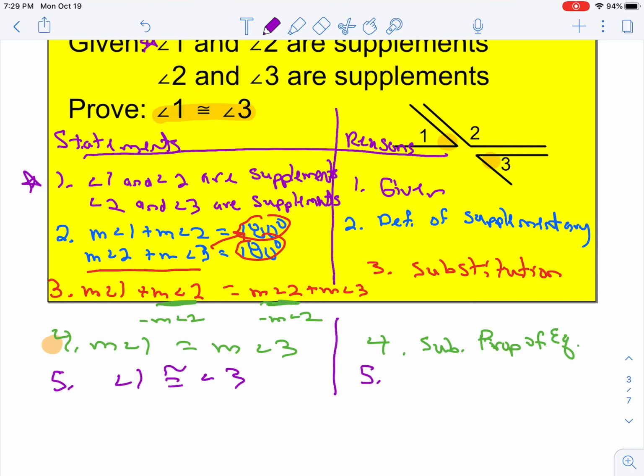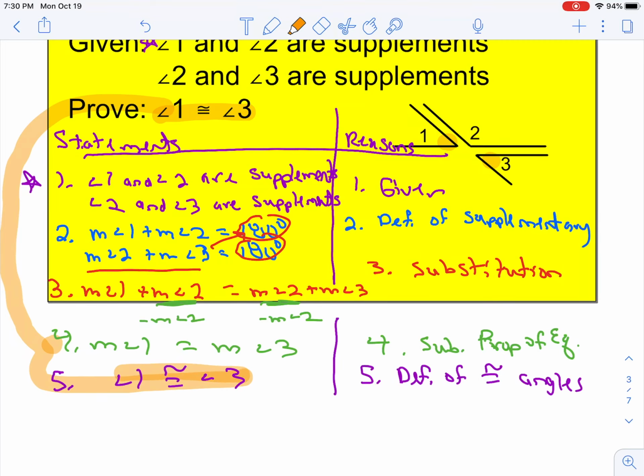And that is by definition of congruent angles. So now again, we have actually taken and we have proved this.